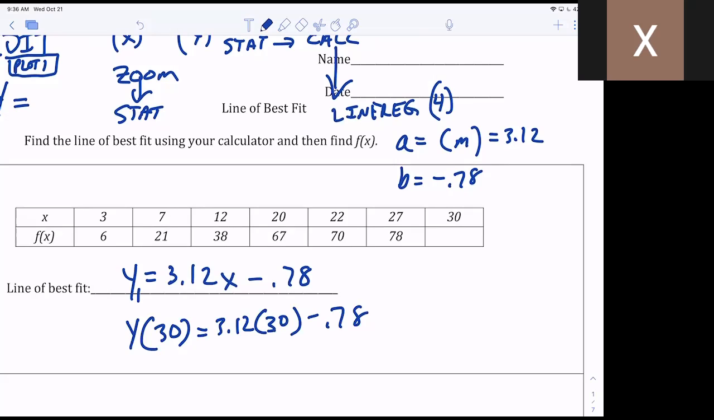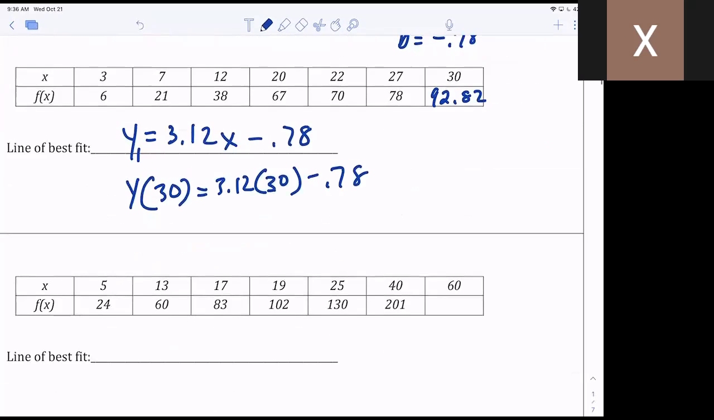I'm waiting. 92.8. 92 point what? Just type it in on the calculator. It's right there. Type in 30 for x. Go 3.12 times 30 minus 0.78. Everybody should be able to do that. All right? Yes, there we go.